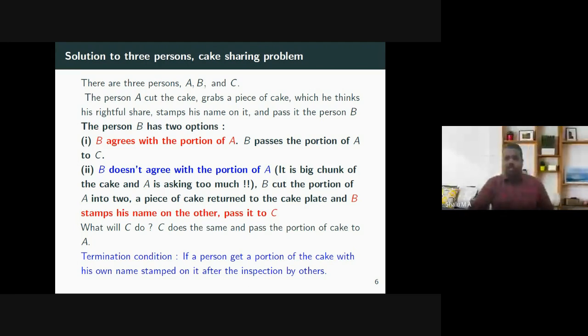ഇത് മനസ്സിലായെന്ന് ഞാൻ വിചാരിക്കുന്നു. ഇഫ് യു ഹാവ് എനി ഡൗട്ട് യു മേ ആസ്ക്. പ്രശാന്ത്, എനി ഡൗട്ട്? സോറി ടു ഡിസ്റ്റർബ് യു.